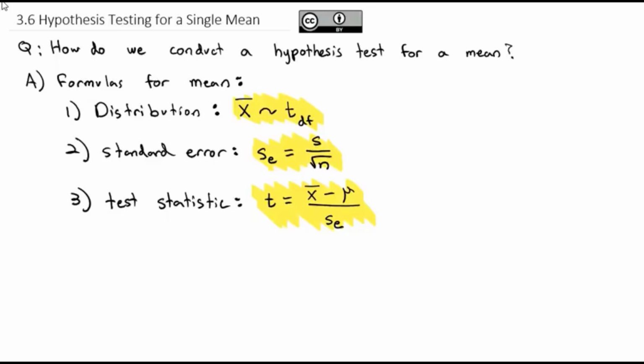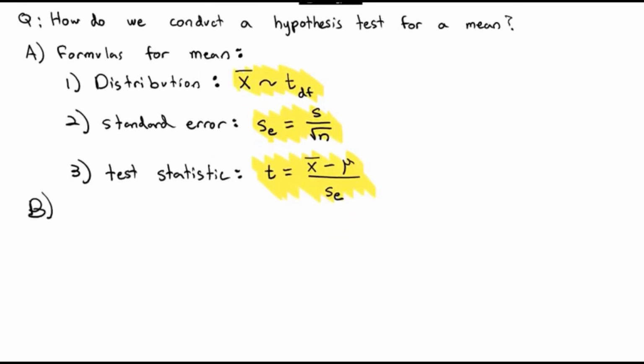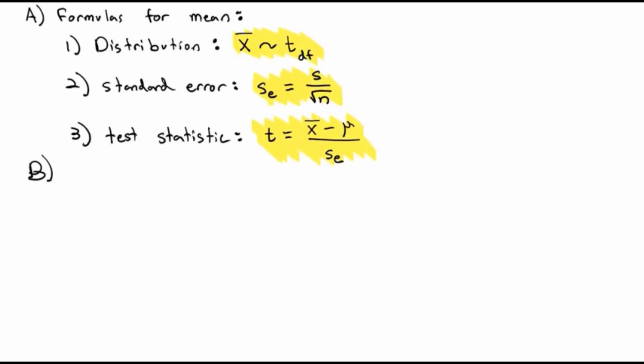Now, because the t-distribution has a slightly different number based on the degrees of freedom, we need a slightly better way than just looking up a value on a table to calculate the p-value and our t's.